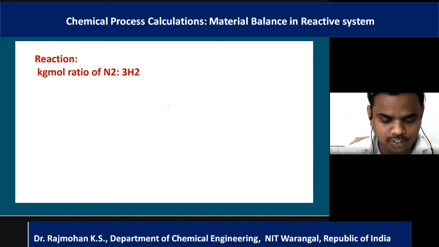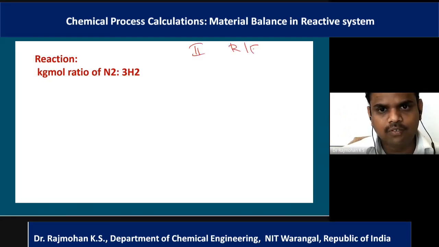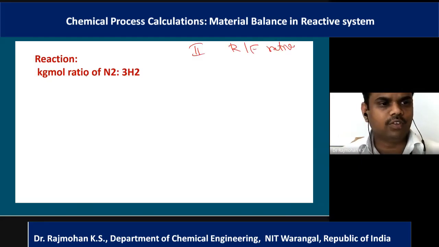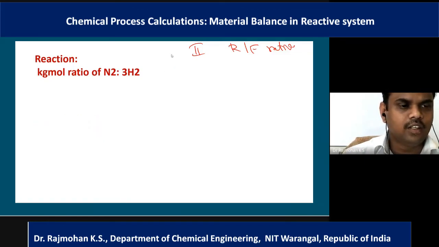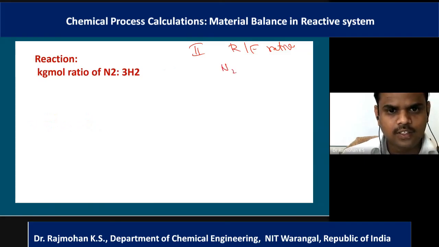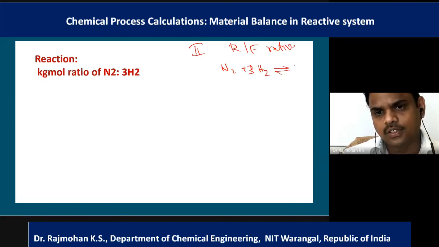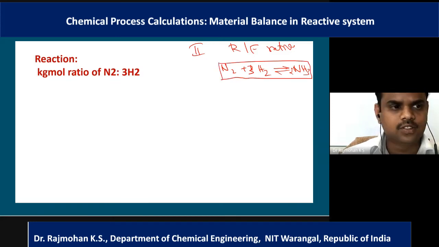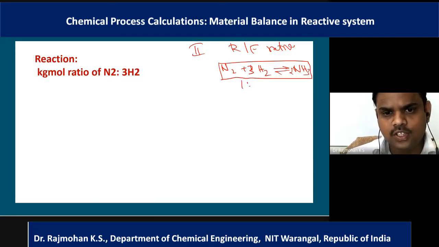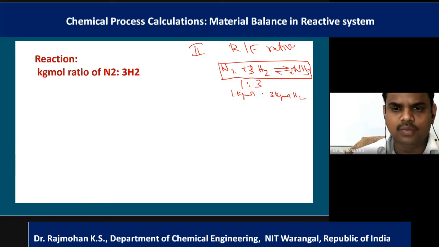To solve that second part, to find the R by F ratio, what we have to consider is the reaction taking place. The reaction taking place is nitrogen plus 3 hydrogen, it's a reversible reaction, giving us ammonia. Okay, 2 3s are 6, 3 2s are 6. So this is the reaction taking place in our system. So we have a kg mole ratio of 1:3. That is, 1 kg mole of nitrogen will react with 3 kg mole of hydrogen to form this product, right?